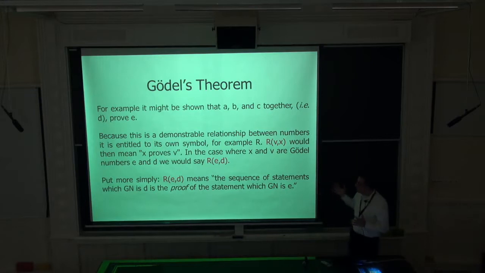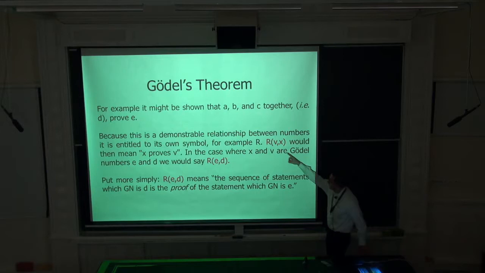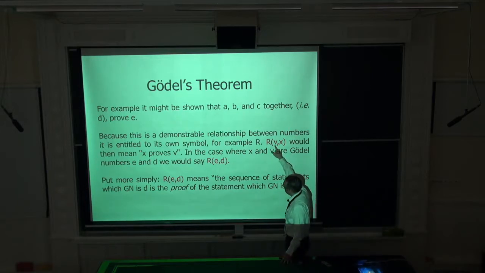So it's a relationship between numbers. Here as well we have a relationship between numbers, which we call R(X, V), which means that X proves V. What do I mean by X proves V? If I take X and break it into a sequence of statements, and I take V, a statement, then whatever is encoded in X correctly proves V. It's a proof of V, and then R of X and V is true. So it takes two integers, and it tells you yes or no.